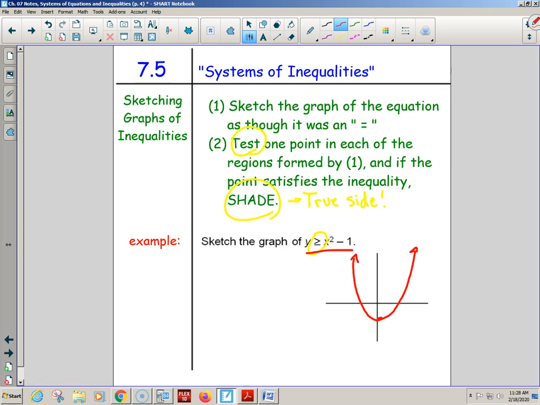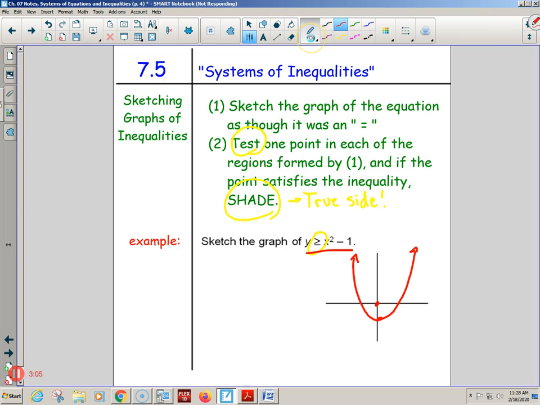What's a good, easy point to plug into an equation if it's not on the boundary line, aka the graph? 0, 0 is a great one to test. And so if we test this one, we're testing this entire side. So is 0 greater than or equal to 0 minus 1? Yes. And is it also a hint that, as you guys are shading this, it also happens to be the region that is above the parabola? Ooh, greater than or equal to, above the parabola.